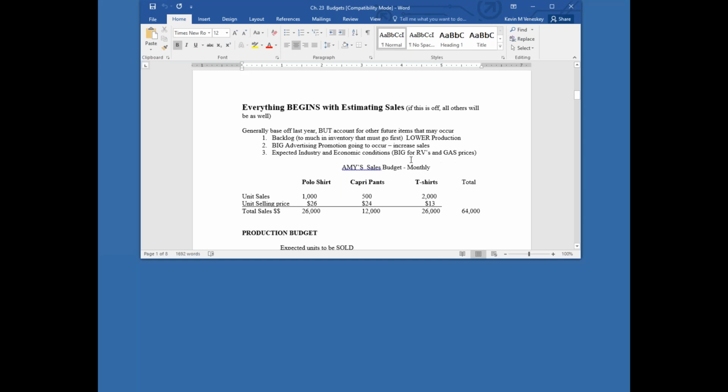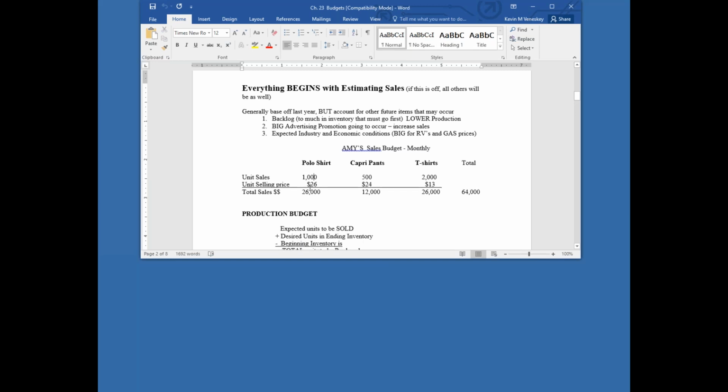All right, so our first one here, the sales budget. We have to be given this information. We have to know, and this is the amount that is most critical for management to estimate. So I expect to sell 1,000 polo shirts, 500 capri pants, and 2,000 t-shirts. And then here's my selling prices that I expect to sell it for. And we're going to compare back later. We'll come back around and see if these sale prices were adequate based on our per item cost of goods sold. So in total, I expect to sell 64,000.